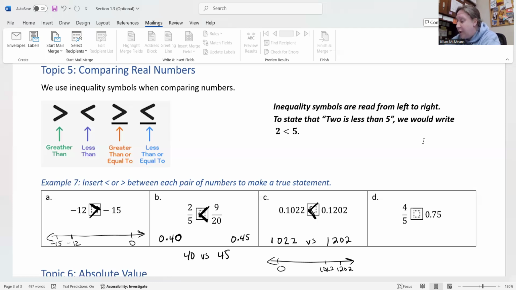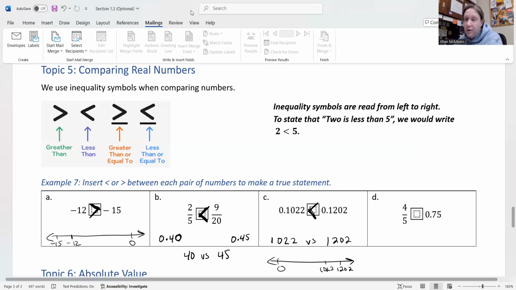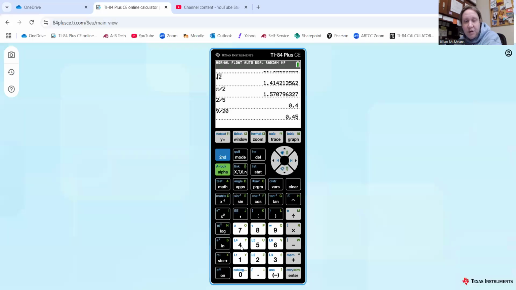Okay, now for part D, you have a decimal and you have a fraction. So let's go ahead and convert the fraction to its decimal format. Anytime you have a denominator of 5, it's not too hard to convert, but I'll go ahead and let you cheat and use your calculator. So we should get 0.8, but let's prove it. So we want to take 4 divided by 5, and we do get 0.8. So let's go back to the worksheet.